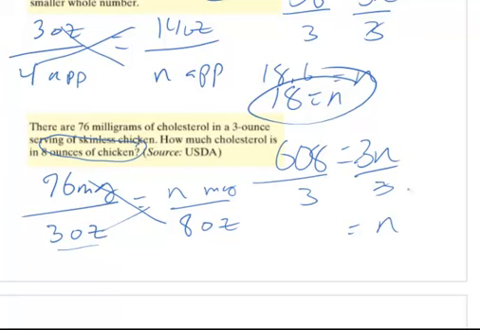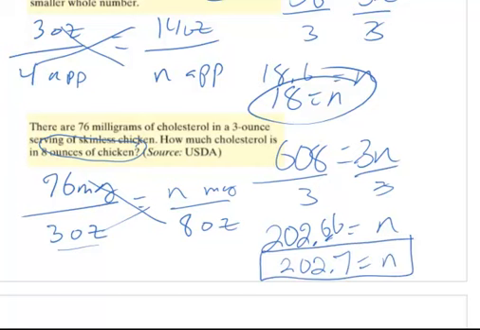If I take 608 and divide it by 3, I'm coming up with 202 point, and there's a whole lot of 6s. Let's go ahead and round this to the nearest tenth. If I have 66, this is my tenths position, so I would say that's 202.7 milligrams of cholesterol.